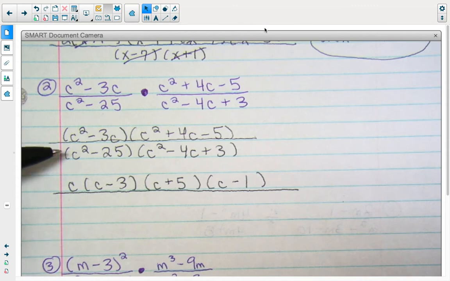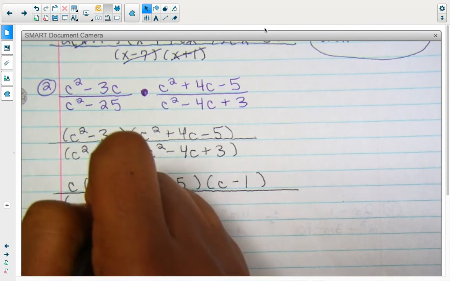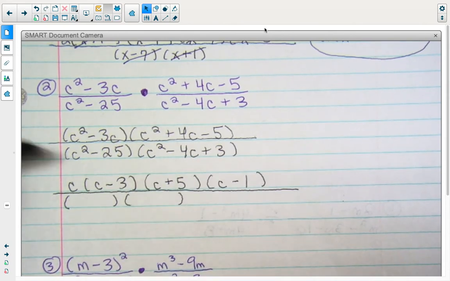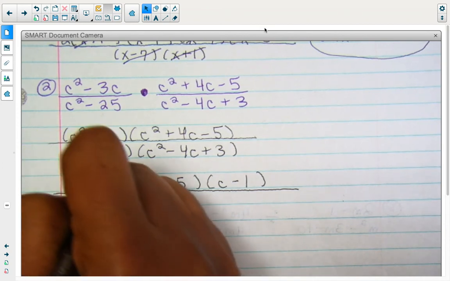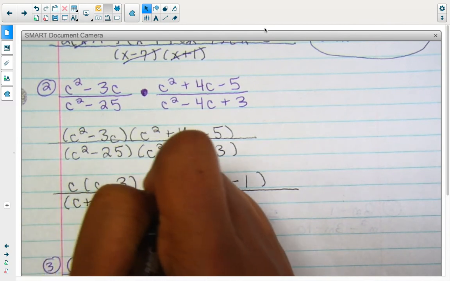Now we need to factor c squared minus 25. Now we've gotten to the bottom. So this is going to be 2 sets of parentheses. It needs to multiply to give me negative 25, add to give me 0. Again, multiply to give me negative 25, add to give us 0. That's plus 5 and minus 5.